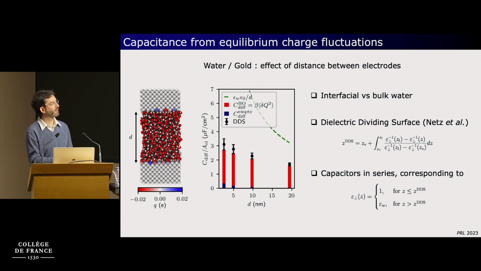And this corresponds to capacitors in series. So you have vacuum between the first electrode atom plane and this dielectric dividing surface, and then you have bulk water and then another dielectric dividing surface on the other side. And this allows you to define an effective width of the liquid slab. And if you now use the same prediction but with distance correctly defined, then you get to this black prediction, which is in much better agreement with the simulation results.